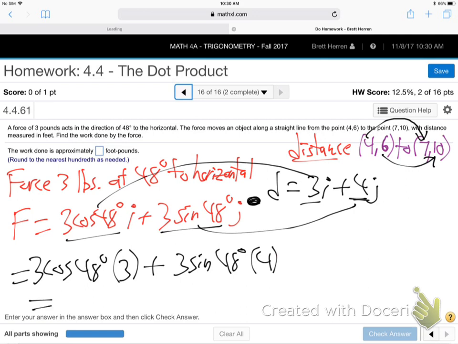Use your calculator. I'm getting 14.9. They want it rounded to the hundredths. Oh, 14.94. 14.94 foot-pounds of work done.